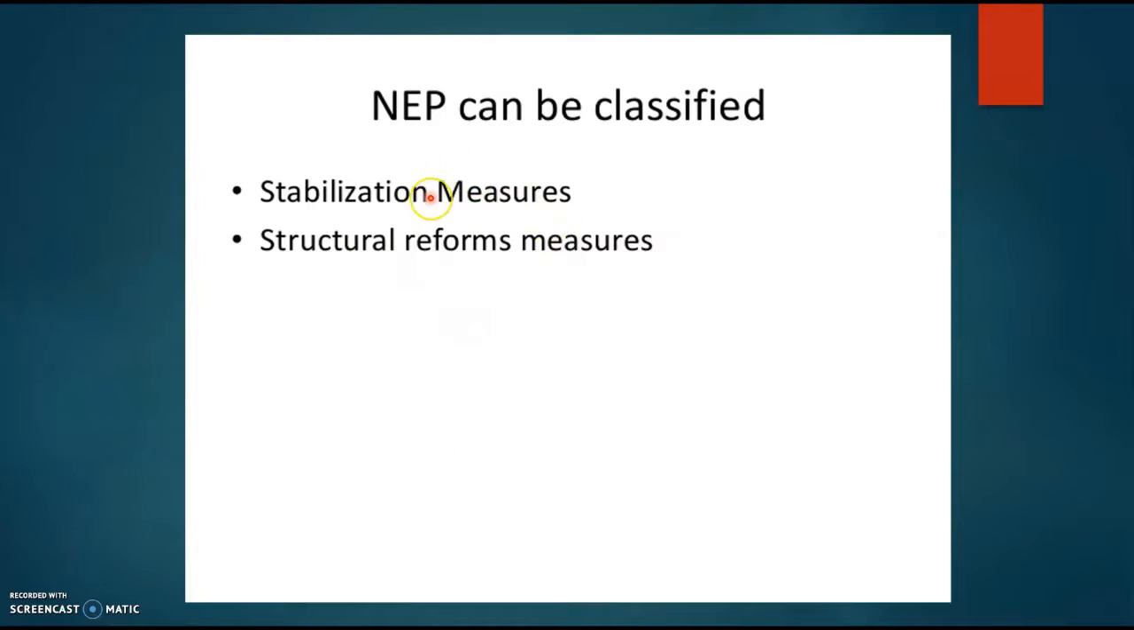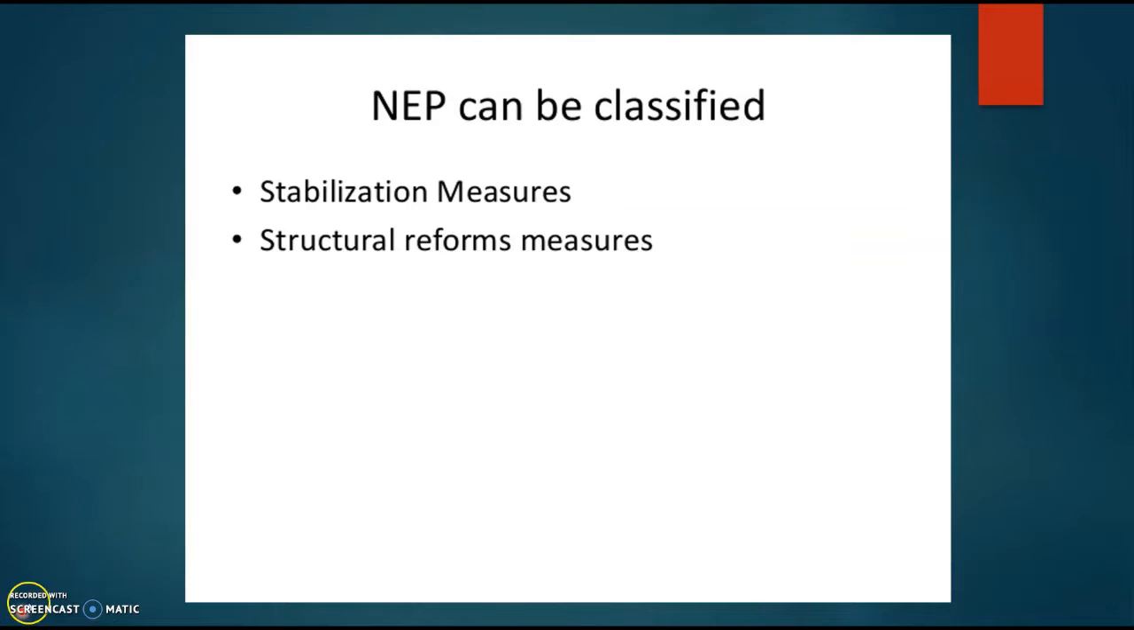What do you mean by stabilization measures? Stabilization measures are short-term measures intended to correct some of the weaknesses that have developed in the balance of payments and to bring inflation under control. This means that there was a need to maintain sufficient foreign exchange reserves and keep the rising prices under control. Then what do you mean by structural reforms measures? These are long-term measures aimed at improving the efficiency of the economy and increasing its international competitiveness by removing the rigidities in various segments of the economy.